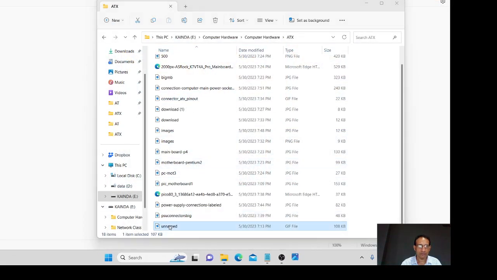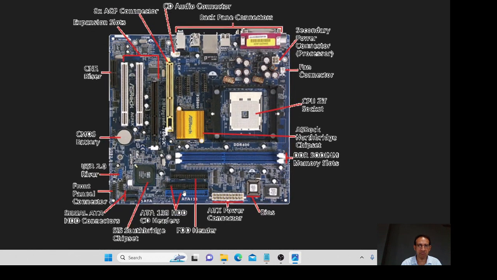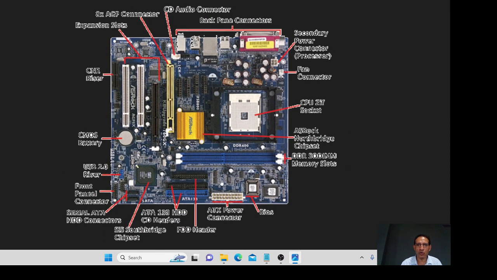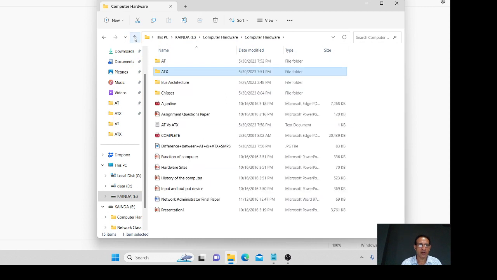And of course, this is also a latest one, but not much. The motherboard is available. Of all the components, you can especially identify the ATX power connector. ATX power connector. Right.